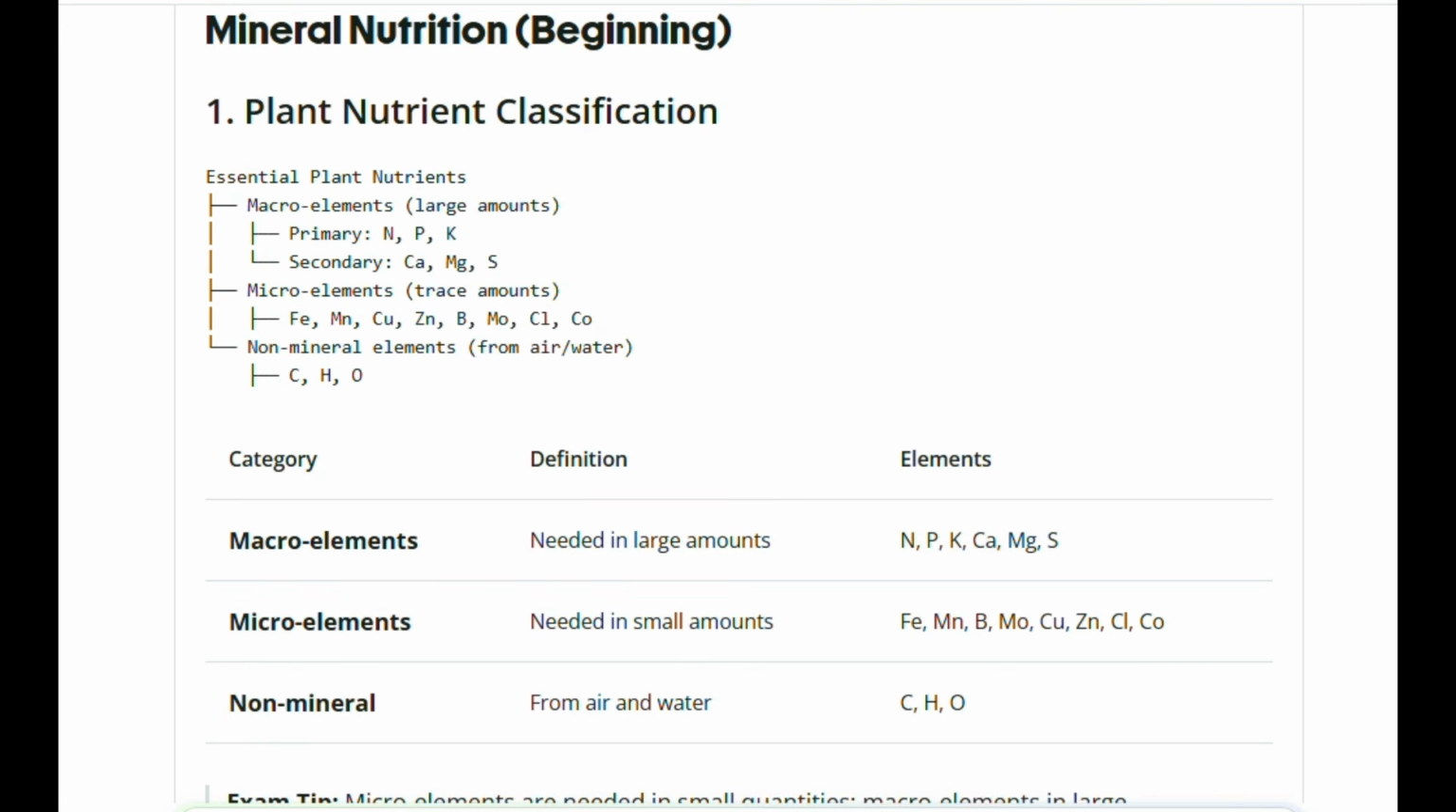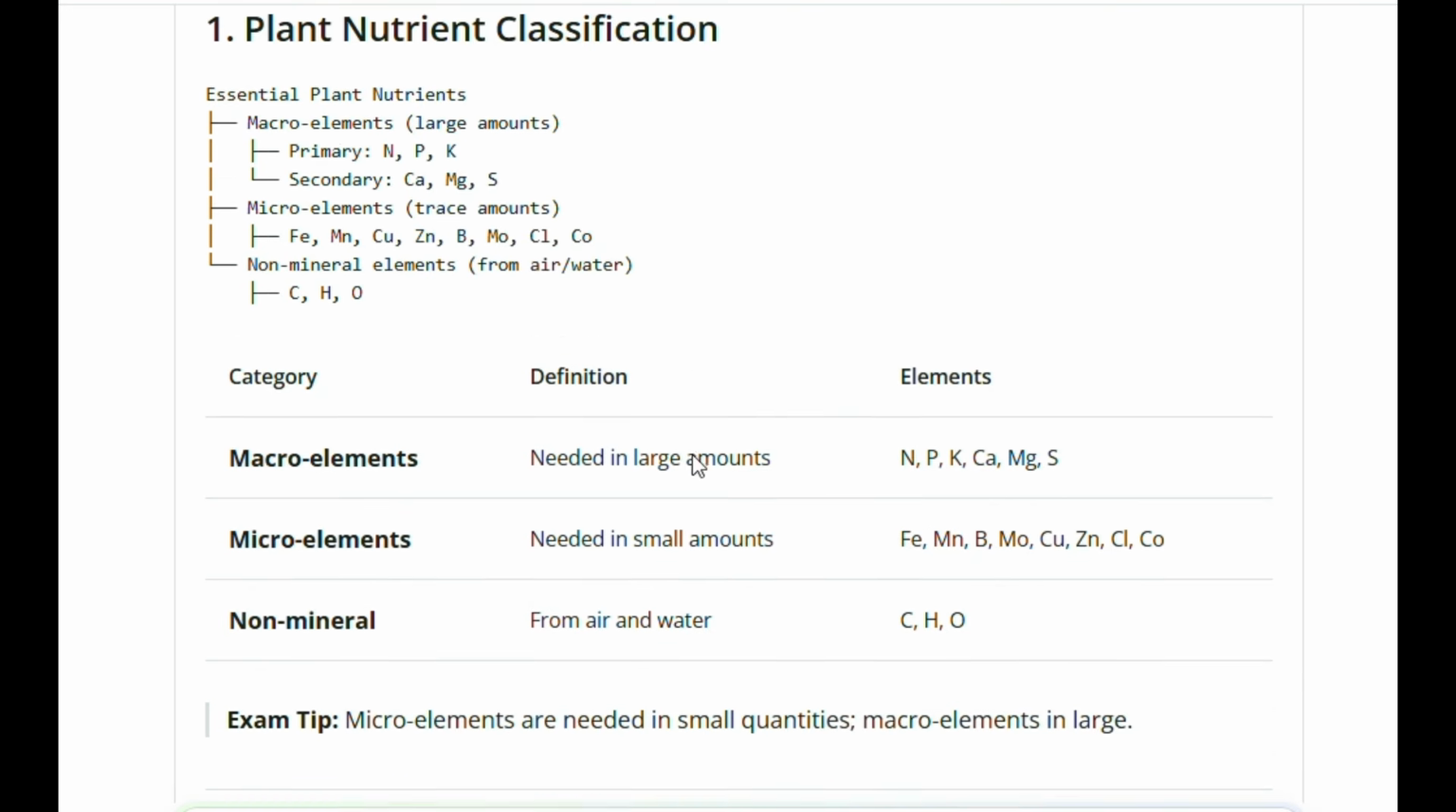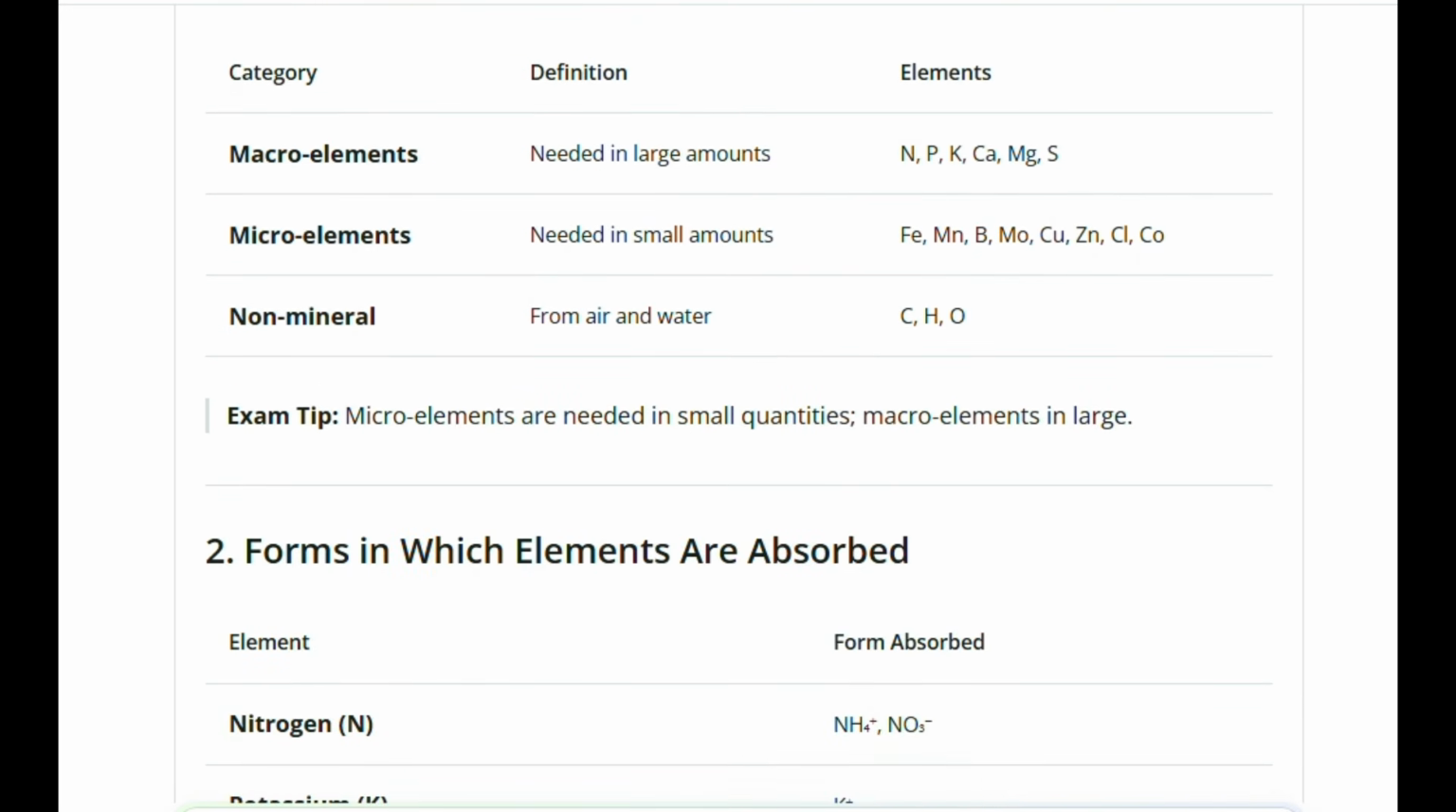Let's look at the category, the definition, and the elements. We have the category macro elements. Macro elements are needed in large amounts. We have nitrogen, phosphorus, potassium. These are the major macro elements.